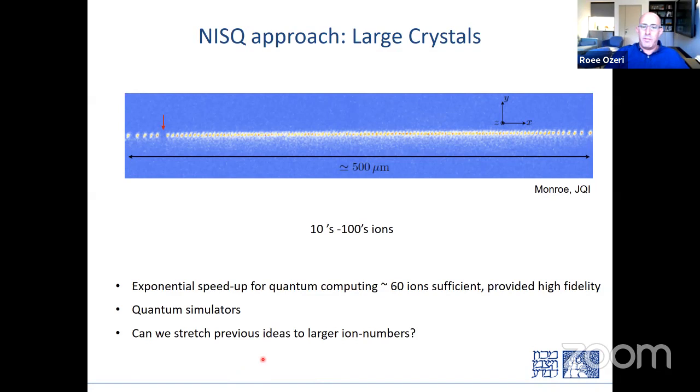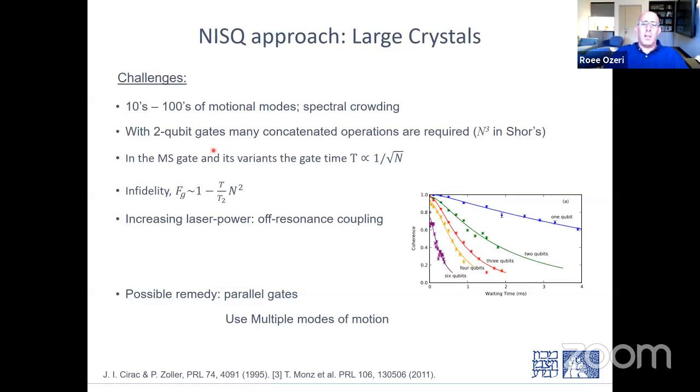Now, there are several challenges on the way. Instead of a few motional modes, we're going to have hundreds of motional modes. And these hundreds of motional modes are also going to spectrally crowd, meaning that it'll be much harder to focus on one motional mode and get rid of all the others.